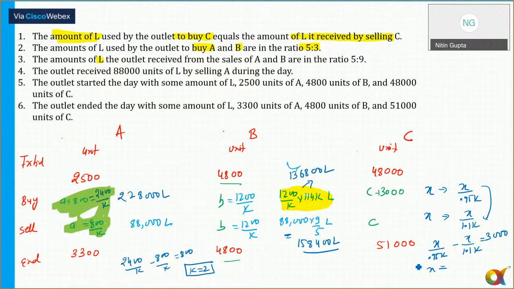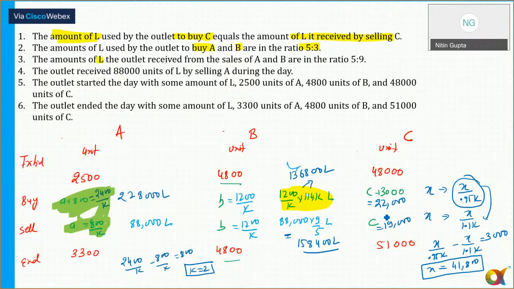And that will be 41,800. So the value of X will be here. If you solve this, the value of X will be equal to 41,800. And if we have that, then we can also find out the number of units of C. That is 41,800 upon 0.95K. So number of units bought here, C plus 3,000, comes out to be 22,000. And C will be equal to 19,000. So these are the values here.